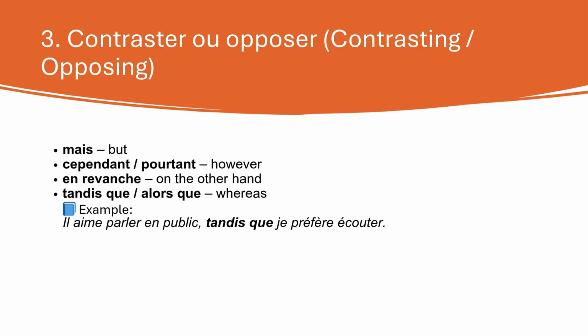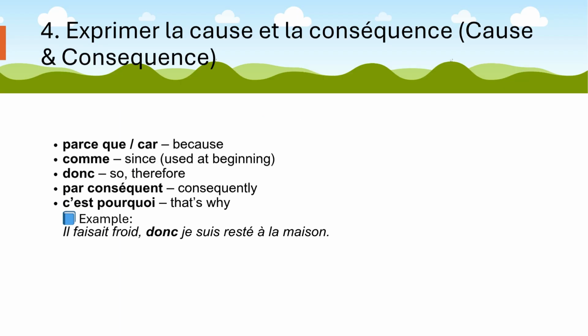Now, in the next part, we're going to learn the connectors for exprimer la cause et la conséquence, which is useful when you want to add cause and consequence to your sentence. For example, the first one is parce que, or car, which means because, or you can use comme, which means since. You can use it at the beginning, or you can use donc, which means so, therefore.